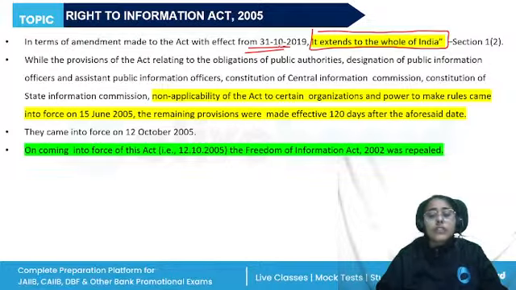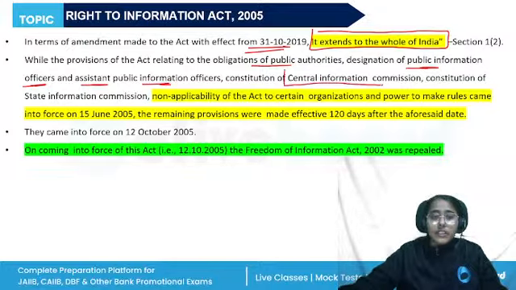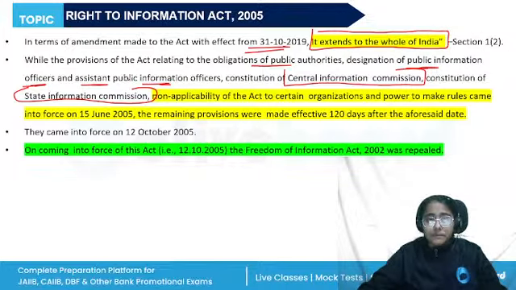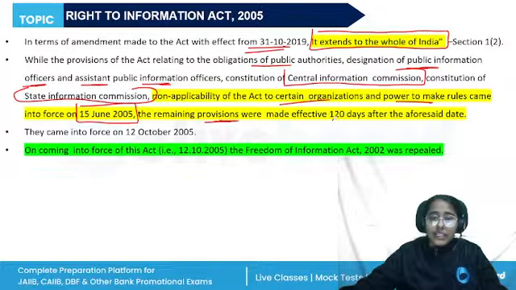The provisions relate to the obligation of the public authorities, designation of the public information officers and assistant public information officers. So there is the Central Information Commission which is constituted, and we also have the State Information Commission, under which appointed public information officers and the assistant public information officers have to provide information sought by the citizens, right? Then the non-applicability of the act to certain organizations and the power to make rules came into force on 15th June 2005. The remaining provisions were made effective after 120 days, that is from 12th of October 2005.